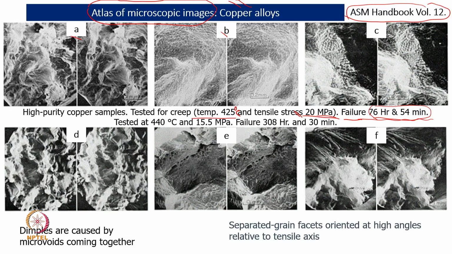Coming to another load condition, they increased the temperature by only 15 degrees, from 425 to 440, and they also reduced the stress by 25%. And what is the result? Oh, sorry, the failure is at 308 hours and 30 minutes. So, even though the temperature increased, with the decreased stress the failure time has increased to 308 hours. Now, this 308 hours is almost 4 times compared to this.